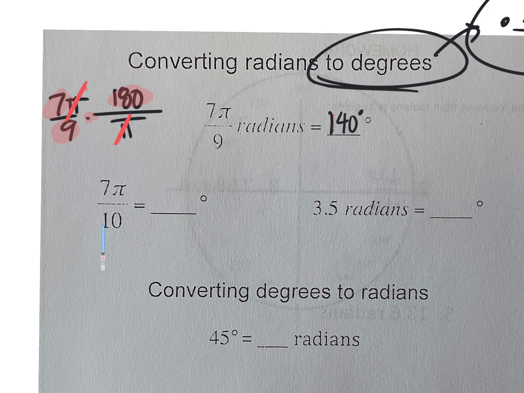What about 7 pi over 10? If I've got a pi in it and I want to turn that into degrees, I'm going to take 7 pi over 10, multiply by 180 over pi so that my pi's cancel out. And I'll multiply 7/10 times 180. 126.